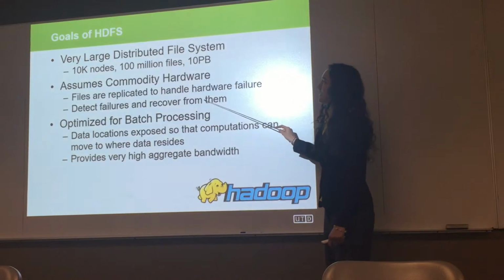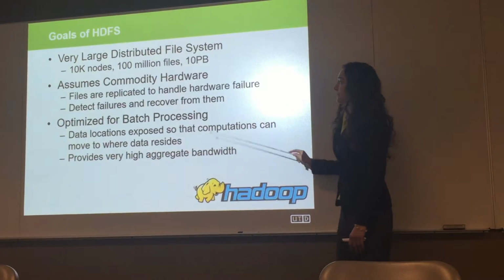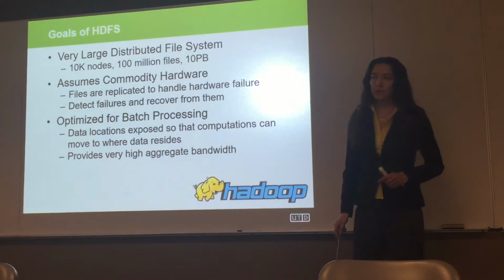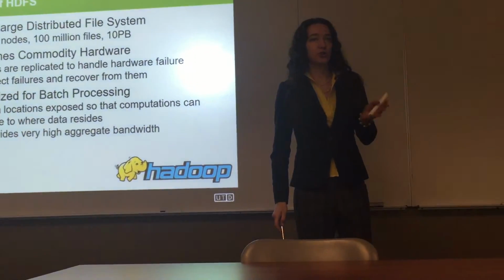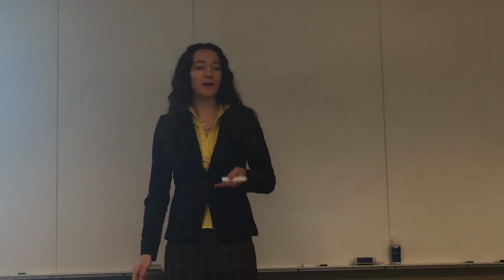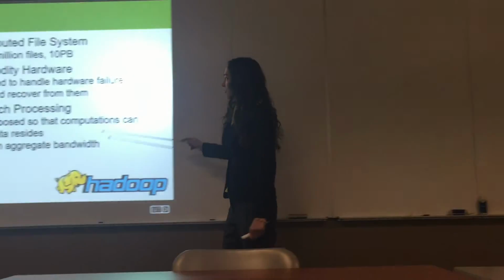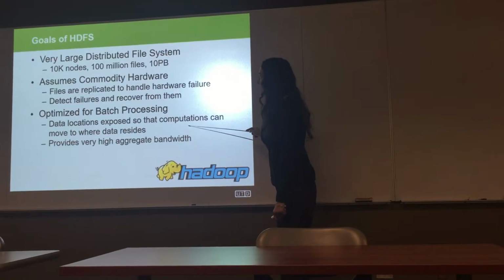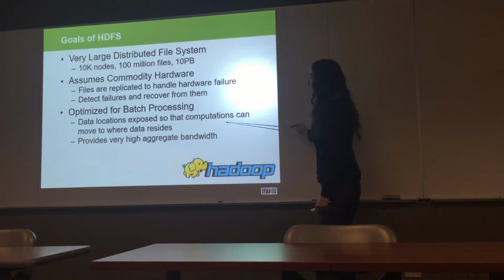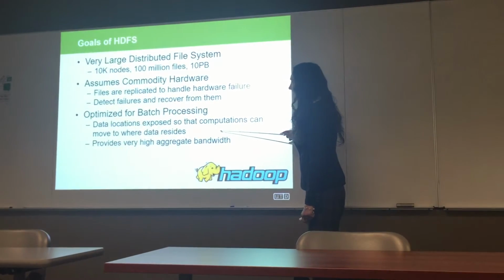This type of system is built for the purpose of batch processing. So Hadoop is a batch processing system, which means send your job in a queue and wait for your job to be done. And when your time comes, your job will run. And then the next job will run, and then the next job will run. That's called batch processing. So the data locations are exposed so that computations can move to where the data resides.